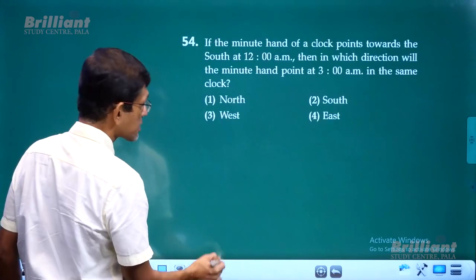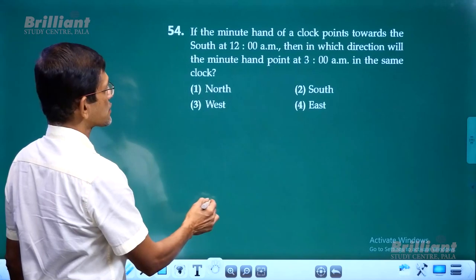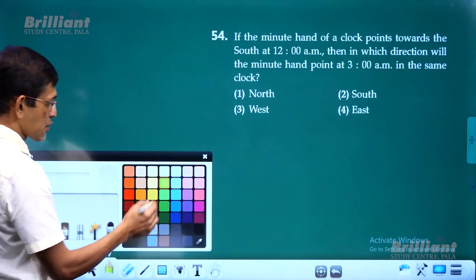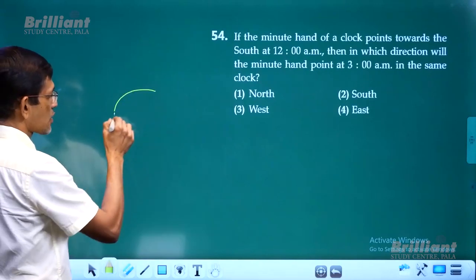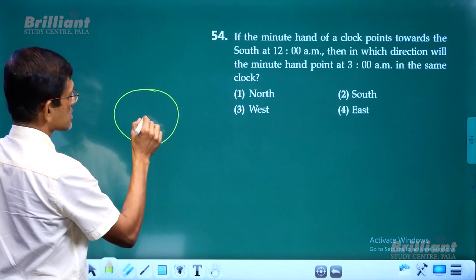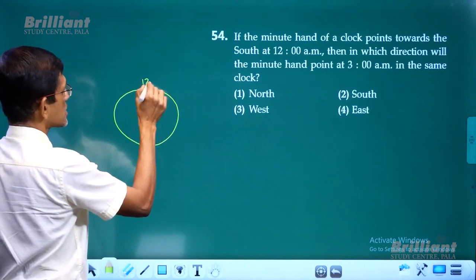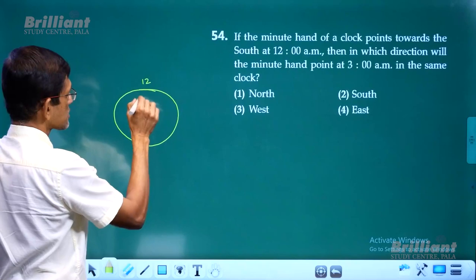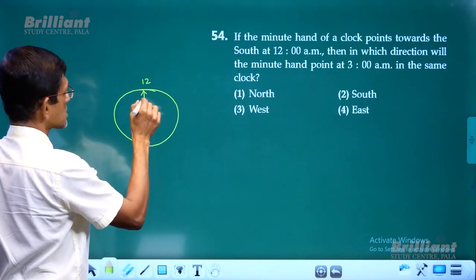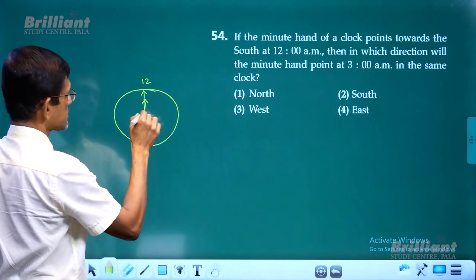Number 54. If the minute hand of a clock points towards south at 12 a.m., usually, you know what? At 12 a.m., the two hands of the clock would be like this. This is 12. At 12 a.m., the two hands of the clock would be in this direction. That's the minute hand, and this is the hour hand.